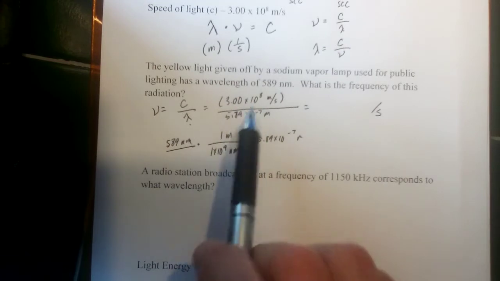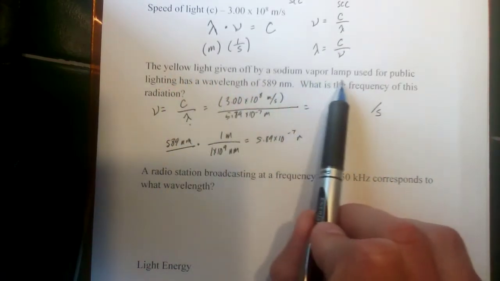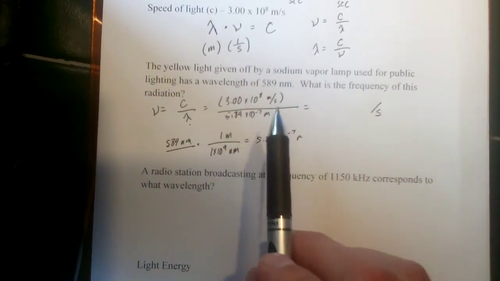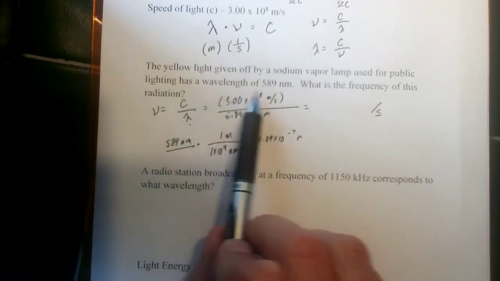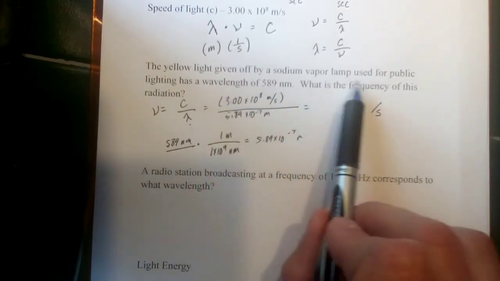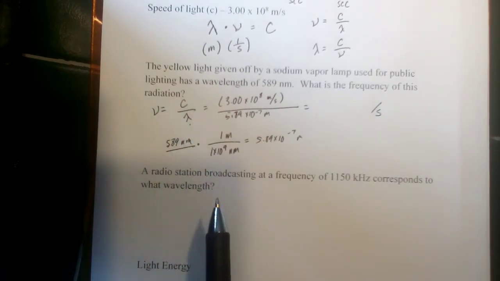In the problem here, we've got a certain type of light: the yellow light given off by a sodium vapor lamp. These are reasonably common street lamp bulbs. The wavelength of this light is 589 nanometers, and we want to figure out the frequency of this radiation, or this particular light.